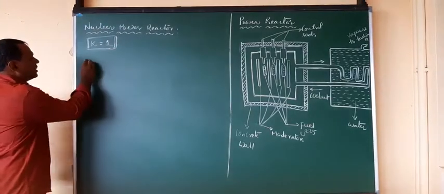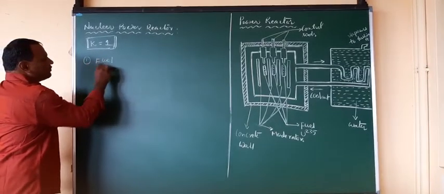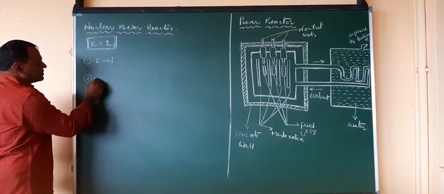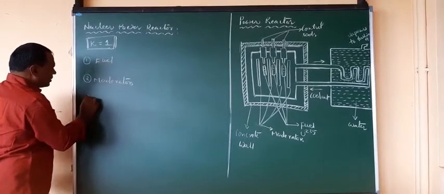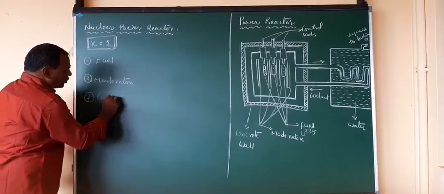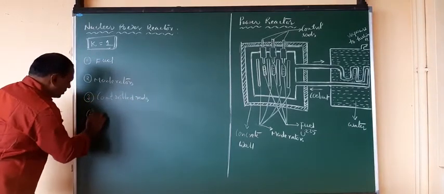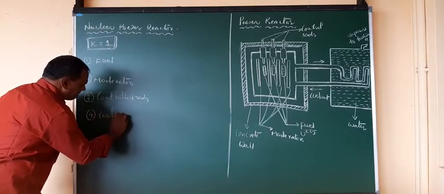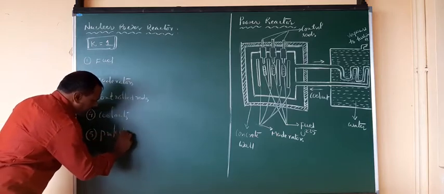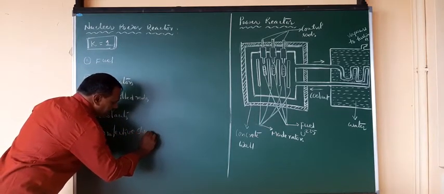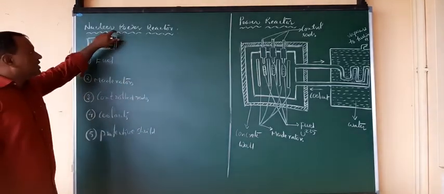And what are the main important components present in this nuclear power reactor? The first one is the nuclear fuel. The second one is the moderators. The third one is the control rods. The fourth one is coolants. And the fifth one is the protective shield. So these are the main important parts present in a nuclear power reactor.